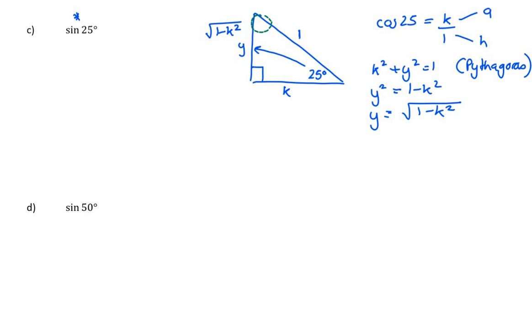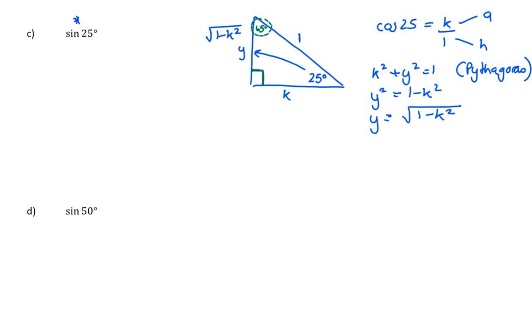So don't forget, if you've got 25 and 90, this one would have to be 65. Actually, yeah, no, that is right. Just checking. 90 minus 25 is 65. Right. So that means that I could do sine, cos, and tan of 65 as well if I wanted to.